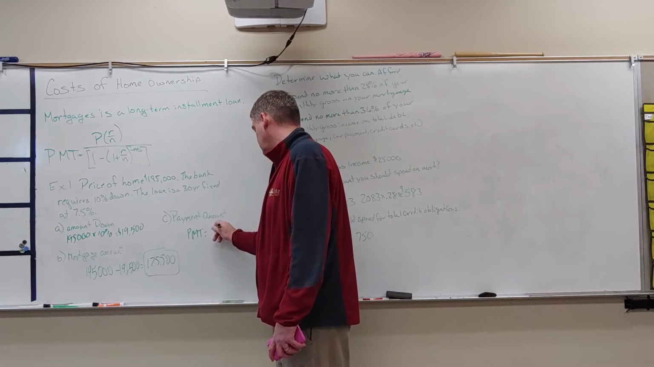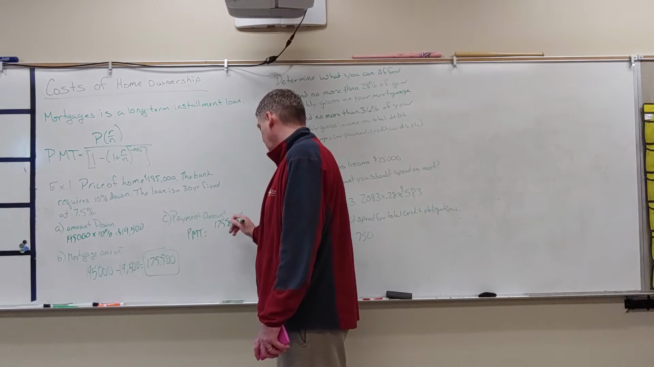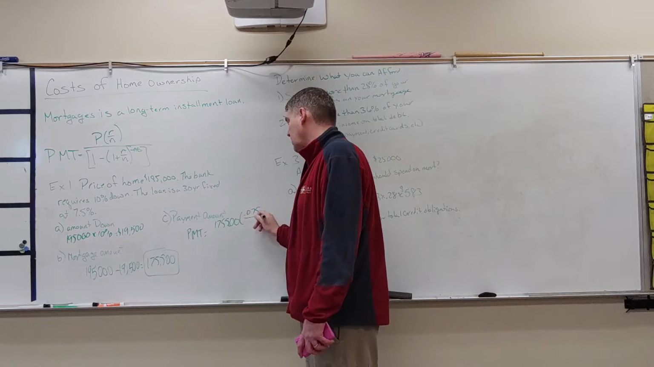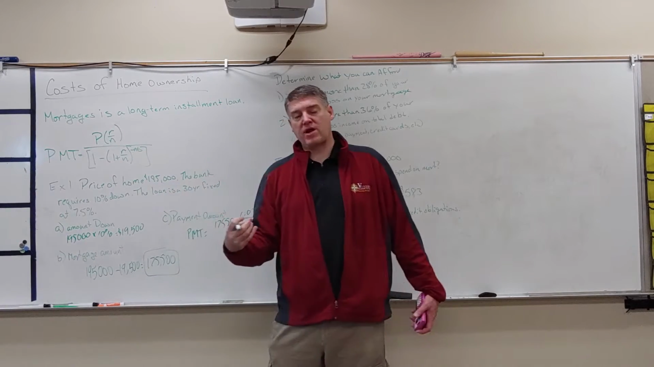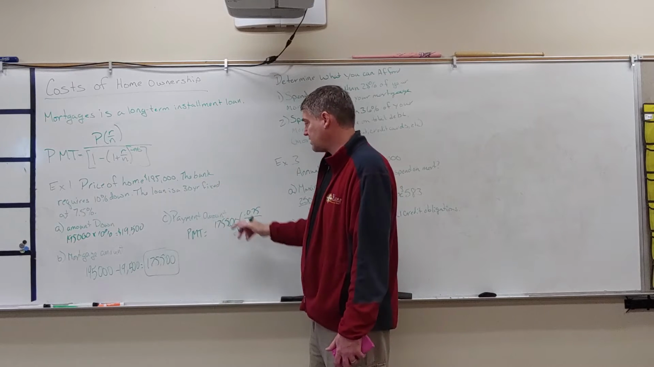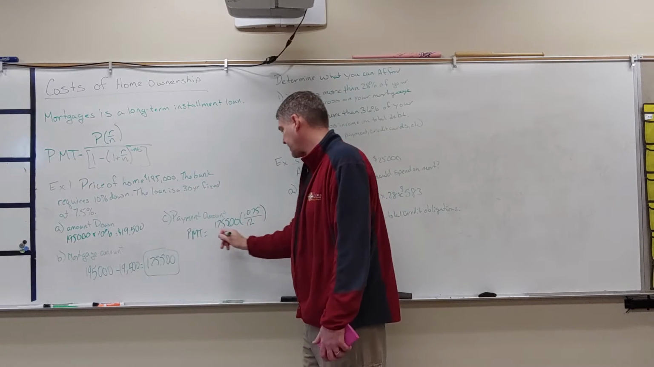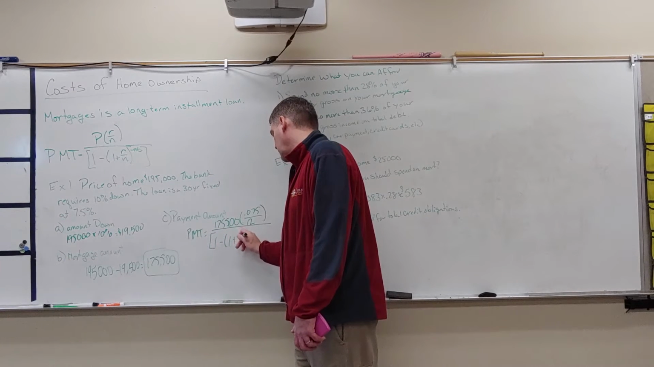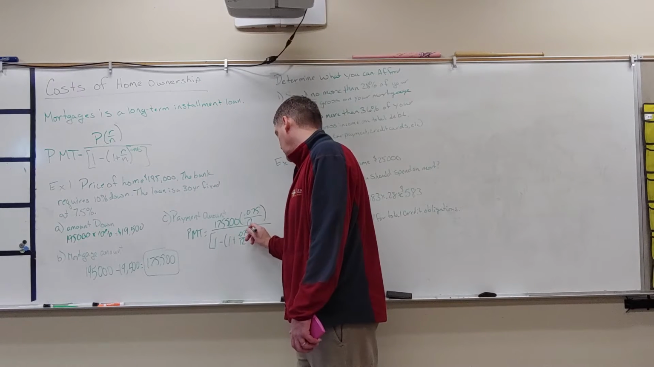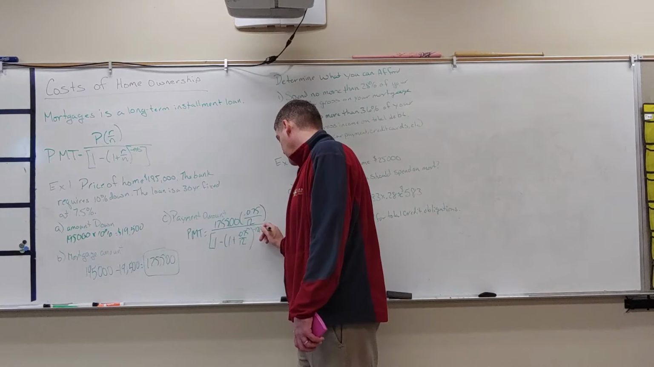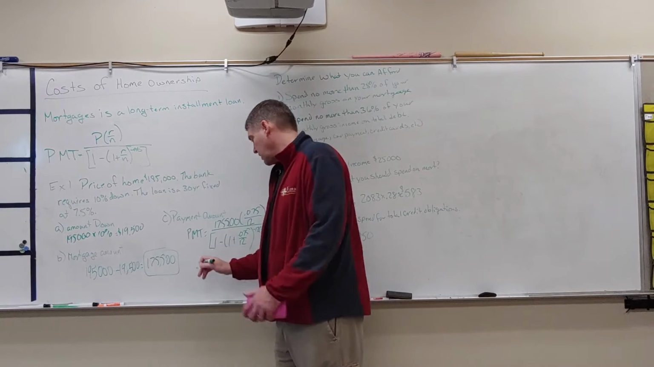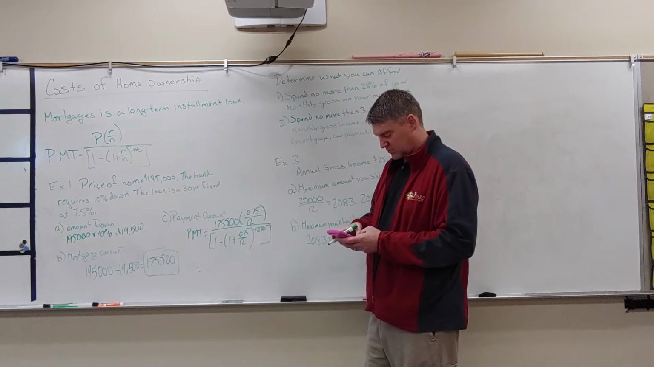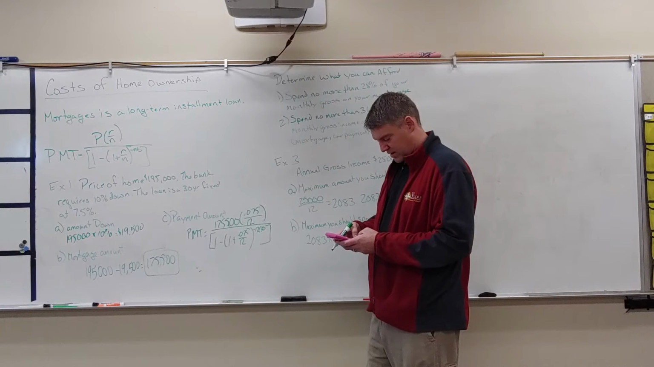So what that's going to be is 175,500 times, well, my interest rate in decimal form is 0.075 over n. Well, remember, n is how many times we are making the payment? So it's monthly, so 12, over 1 minus 1 plus 0.075 divided by 12 to the negative 12 times 30. Okay? So we're going to take our calculator, plug that all in here. I already have the 175,500, so times 0.075 divided by 12.